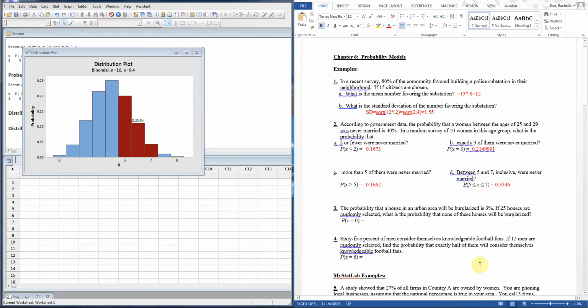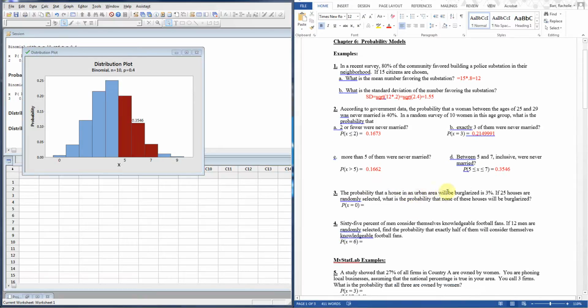Okay, now let's look at a new situation. The probability that a house in an urban area will be burglarized is about 3%. If 25 houses are randomly selected, what's the probability that none of those houses have been burglarized? So I'm looking at a single probability value again.